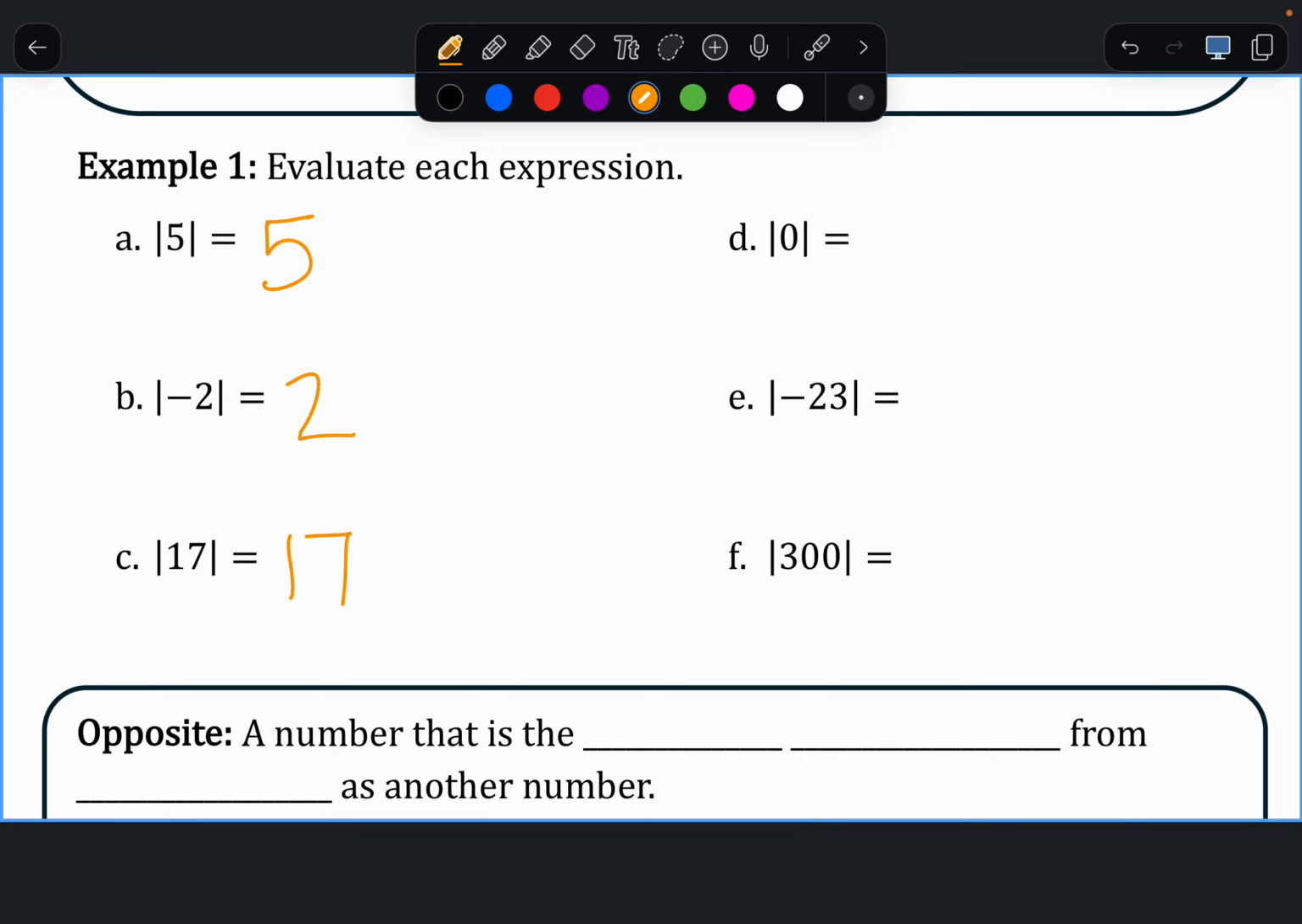All right, Jackson, absolute value of 0. 0. Yep. Amaya, absolute value of -23. 23. Everybody, absolute value of 300. 300. With enthusiasm, I hear. Okay.